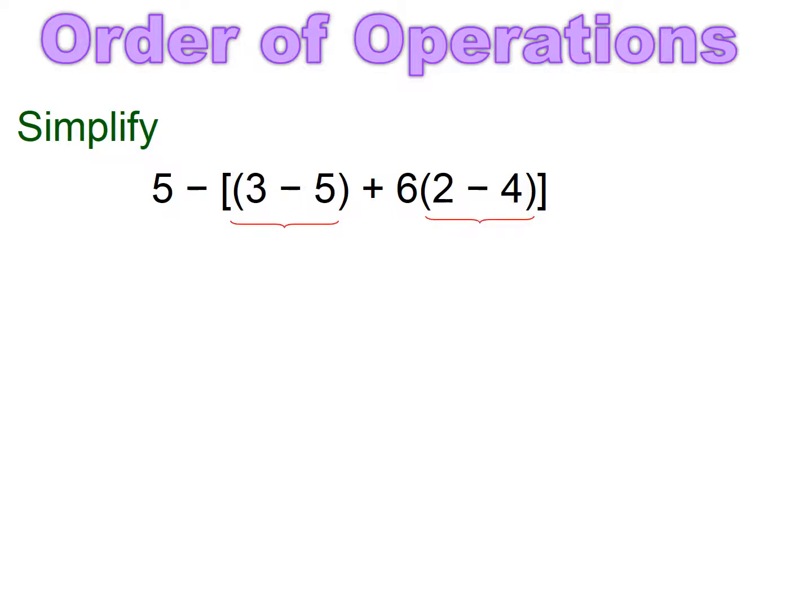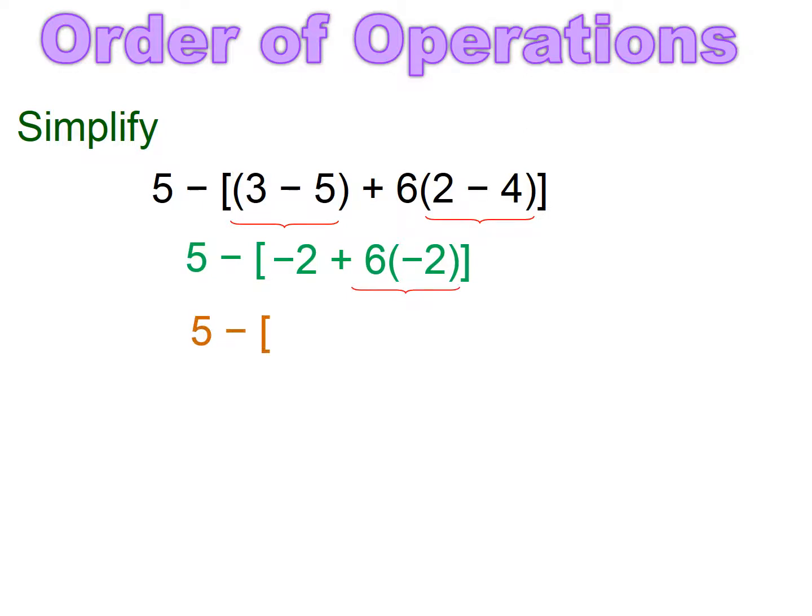So this is a similar problem to the previous. I'm going to just bring down the 5 minus, have an open bracket, do inside the bracket. So I end up with 3 minus 5 is a negative 2. 6 times that 2 minus 4, which is a negative 2. And now I'm going to do the multiplication inside the bracket.